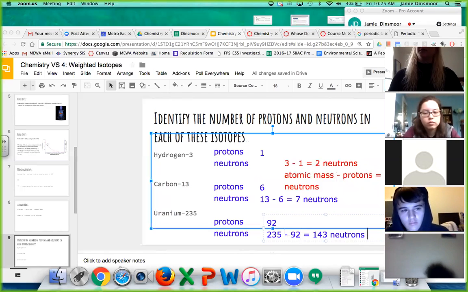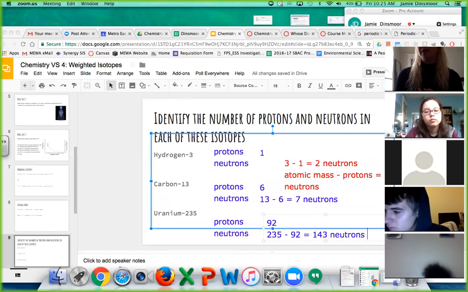Okay, so that's the first part of the math here: being able to find the protons on the periodic table and then do some subtraction to calculate the neutrons.